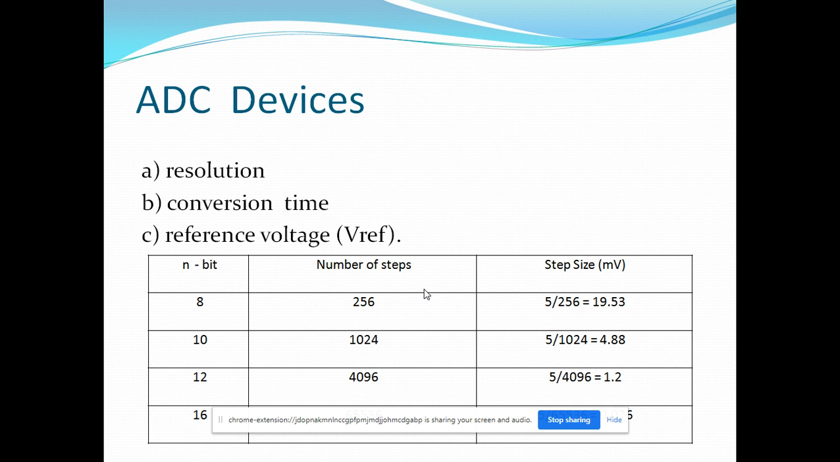ADCs are nothing but analog to digital converters, which convert the analog input given to the ADC device into digital values or discrete values. In simple words, we can say these analog quantities will be converted into logic 0 and logic 1. These digital values we are going to process by using microcontrollers.